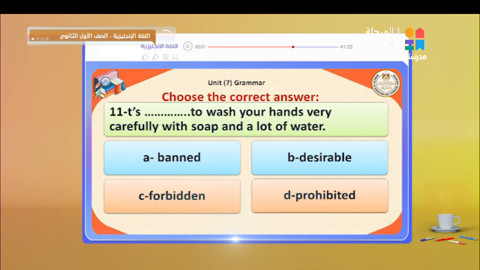Question number 11. It's desirable to wash your hands very carefully. Can we say it's banned? It's banned means it's forbidden. So we have it's banned, it's forbidden, it's prohibited. All these words give the same meaning. But it's desirable means you should do it. So it's desirable to wash your hands very carefully. It's desirable means something is advisable. But it's banned or forbidden or prohibited means it's not allowed.